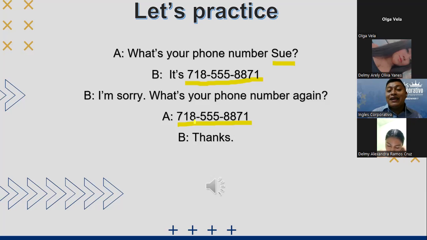Olga, a usted le toca la parte A y a Delmi Areli le toca la parte B. Sí. Okay. La parte B no le he dicho. Okay, let's start again. Vamos, okay, let's start here. What's your phone number, Delmi? Delmi. No tiene abierto el micrófono. Delmi Areli. Sí, teacher, es que estoy esperando que me pregunte. Okay. Olga, let's start again. Comencemos de nuevo. Let's start again, please. Vamos, Olga.